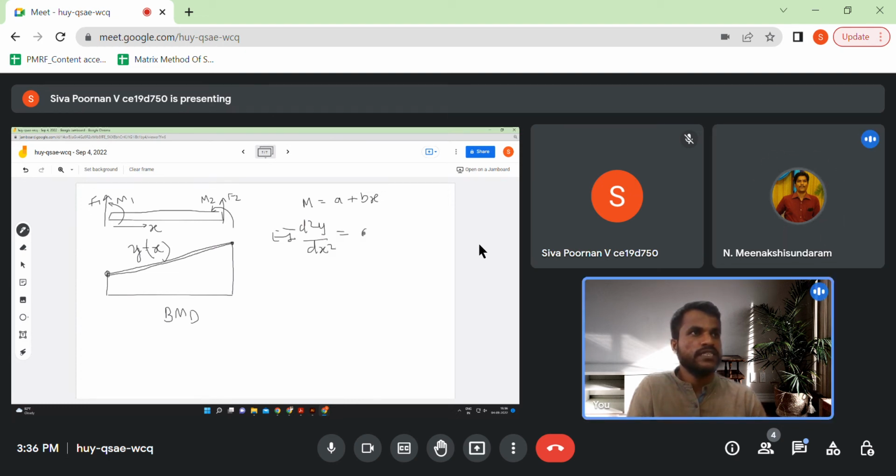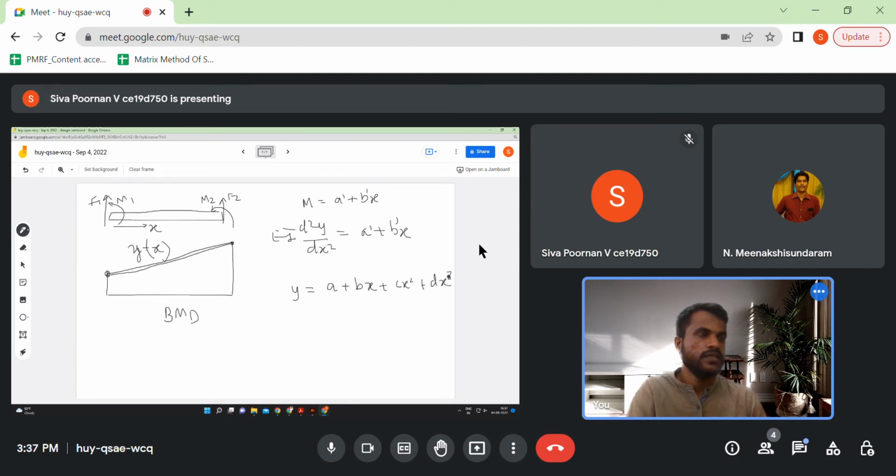So I know that is equal to a plus bx. Then if I double integrate this, what do I get? I know y should be some function, let's say a dash plus b dash. So I'll double integrate this. Linear becomes quadratic, quadratic becomes cubic. So basically I'll have a cubic equation. So I can write a plus bx plus cx square plus dx cube.